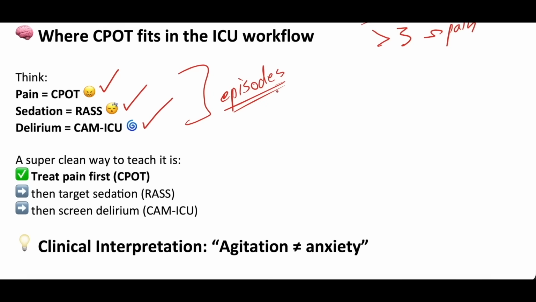So treat pain first, analgesia first. That's kind of like one of the mantras, is we have an analgesia-first approach to patients, so treat pain first, and if pain is adequately controlled, then you can start targeting sedation with RASS, and you should be screening for delirium with CAM ICU.